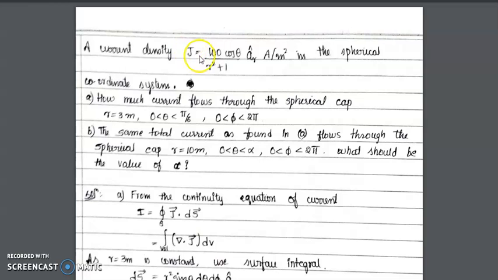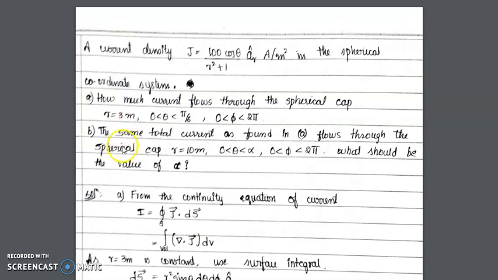The given J is in spherical coordinate system. How much current flows through the spherical cap when R is equal to 3, theta is varying from 0 to pi by 6, and phi is varying from 0 to 2 pi? That is the first case. What is the current flowing out from the spherical surface?